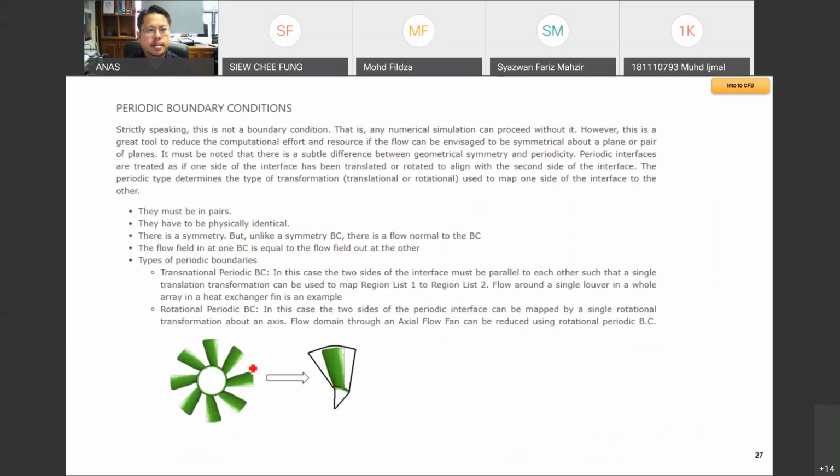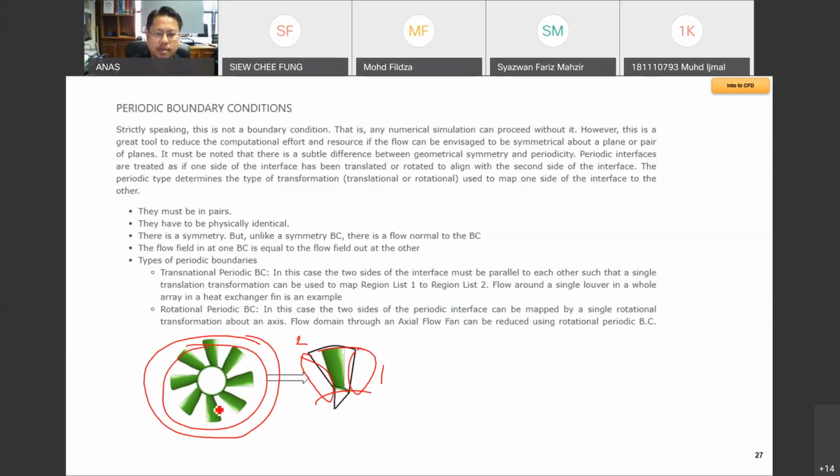All right, so this is about periodic boundary. Basically, instead of drawing the whole device, the whole geometry, you can now simplify your domain into two simple geometries, and the results will be replicated for the whole domain, for the other domain.